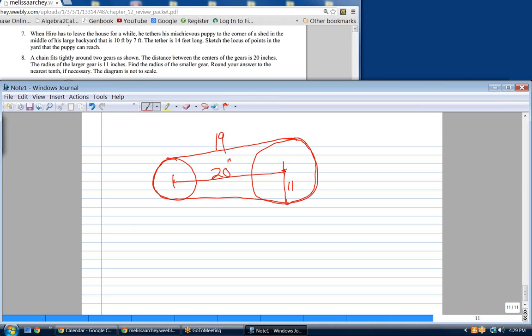Let's pick this one up next time. Unfortunately, we don't have time to finish this problem at the moment. But since we're going to continue on, we'll continue on with number 8 on Wednesday.